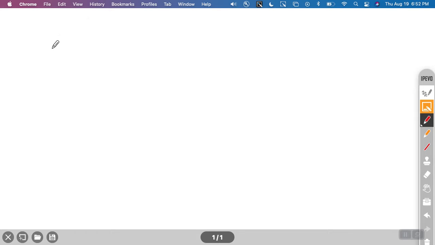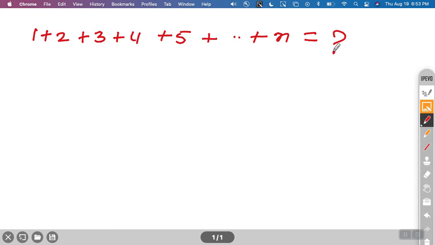Okay, let us think that we are given a problem to write an algorithm. So our problem is very simple, like to sum up 1 plus 2 plus 3 plus 4 plus 5 up to n numbers. Okay, so we want to find what this value is, right?